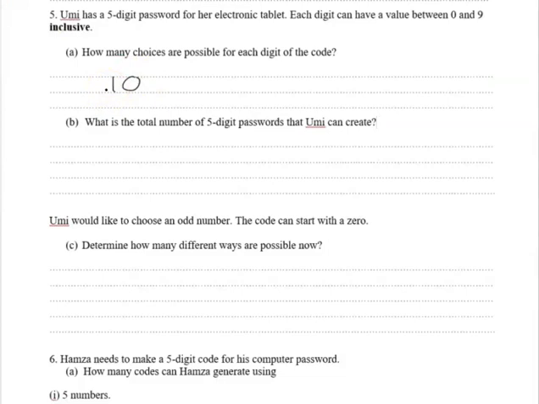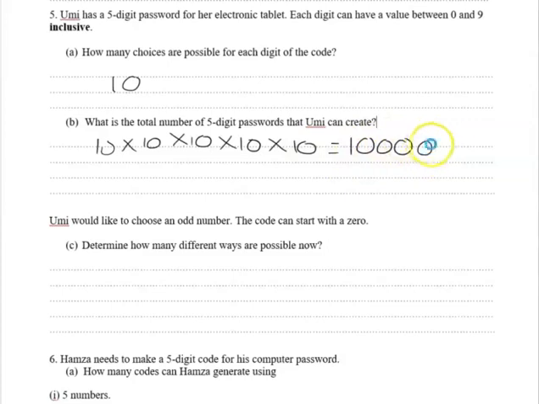Now, what is the total number of 5-digit passwords that Umi can create? Now, if there's 10 possible choices you can have for each digit, it means you're going to do 10 times 10 times 10 times 10 times 10. That means we're going to have 5 zeros. So we're going to have 1, 2, 3, 4, 5. 100,000 possible passwords.